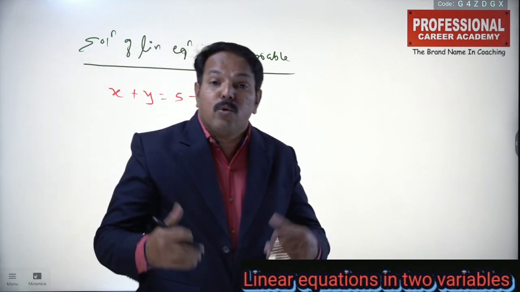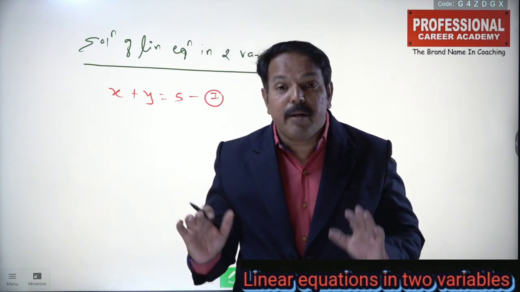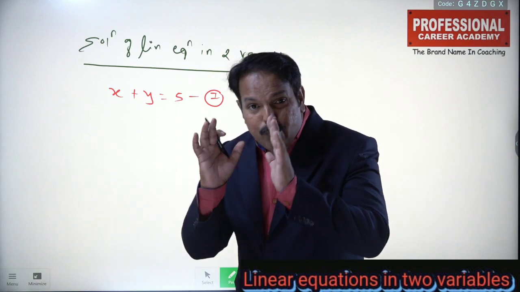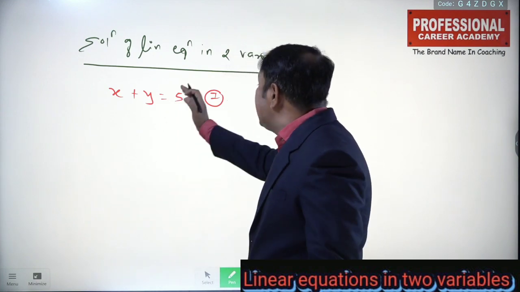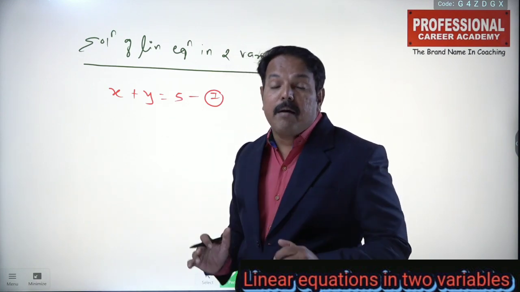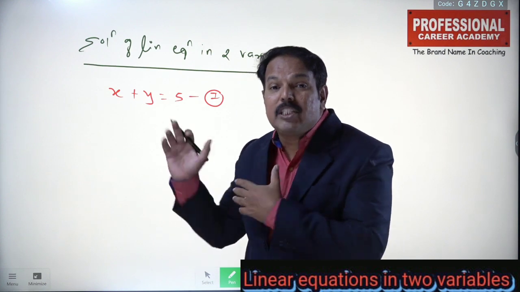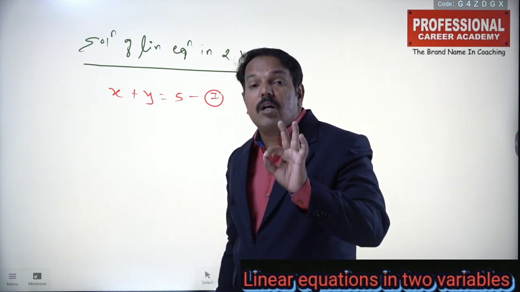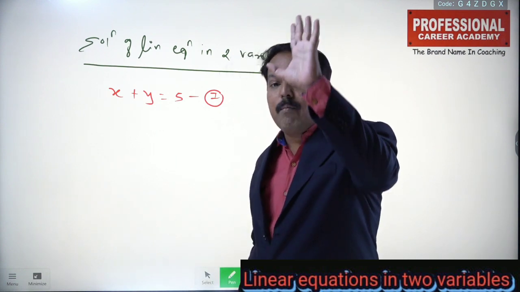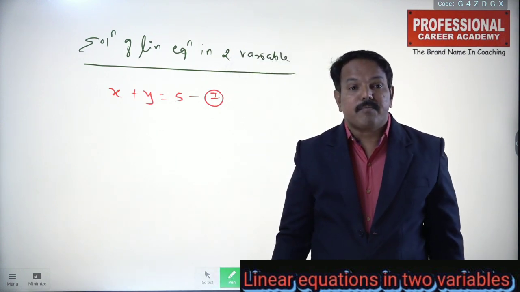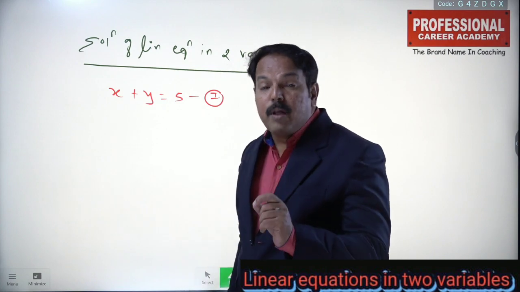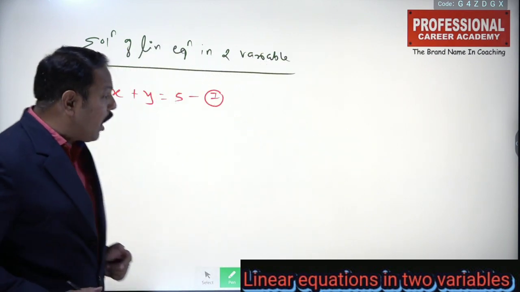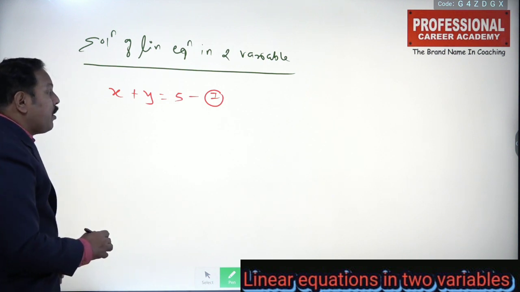So what is meant by solution of this equation? Listen to me carefully. Those values of the variables, variables meaning x and y, which can satisfy this equation, are called the solution of the linear equation in 2 variables. So the question arises, how to find these values of the variables?